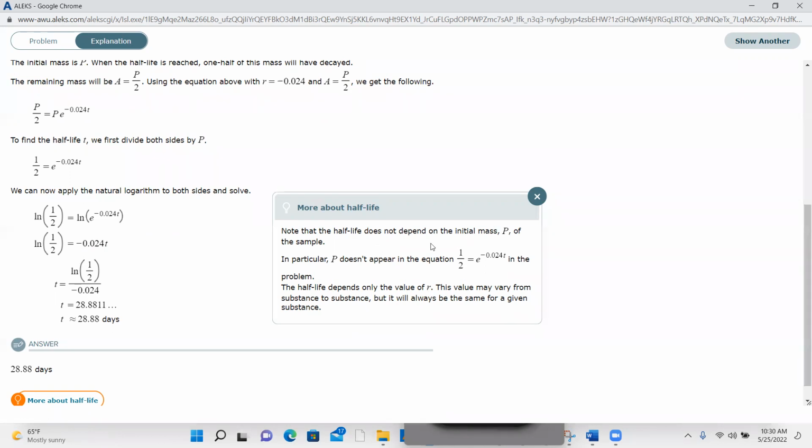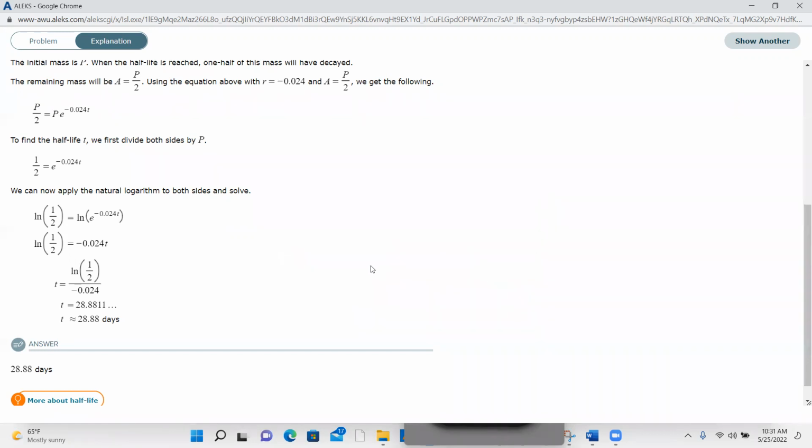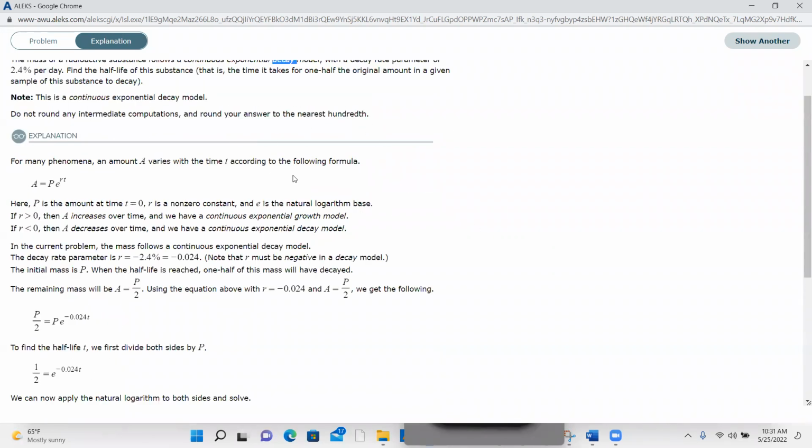This is just pointing out that that P does disappear. It doesn't matter how much mass you have. Half-life always works the same. You're going to have half of whatever you started with. Is that okay? You're good, Adrian, too.